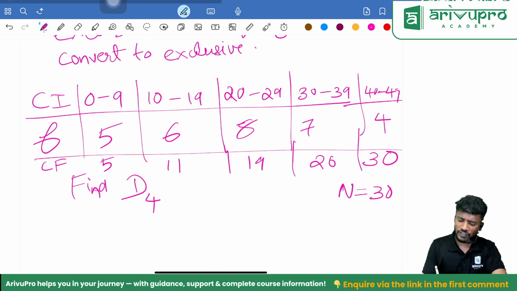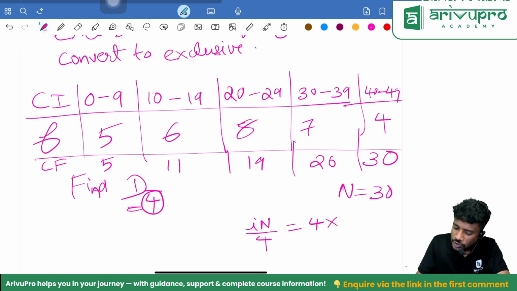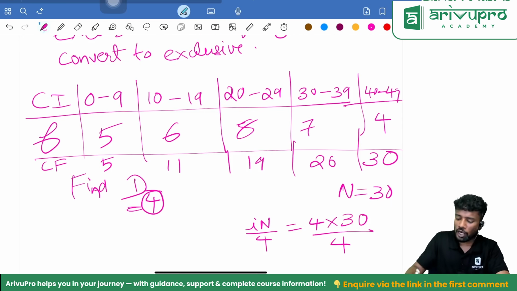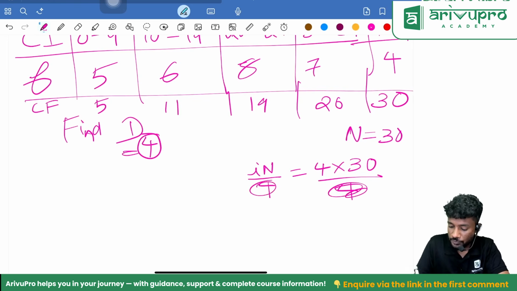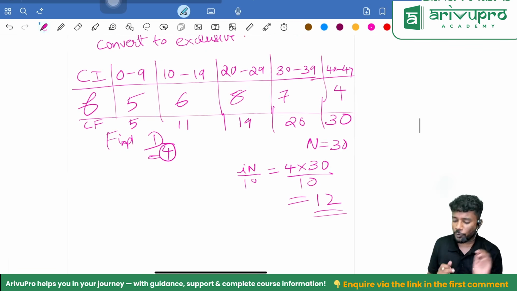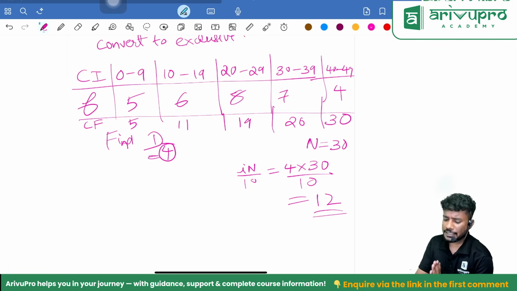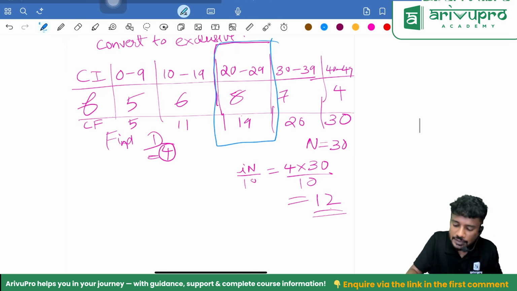Now, n value is how much? 30. Now, when we are finding decile, we will require what? 4n by 10, am I correct? Since it is D4, you will find 4 into 30 divided by 10. How much is it? 12. Correct? Yes, 12. Now, which is the cumulative frequency just greater than 12? 19. So which is our decile class? Everyone tell me which is our decile class. This is our decile class.